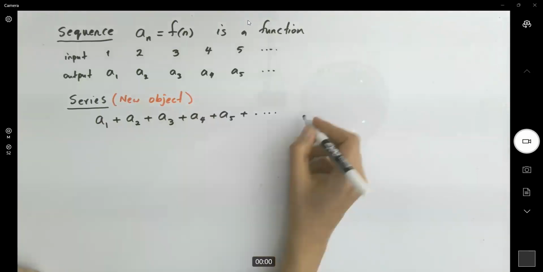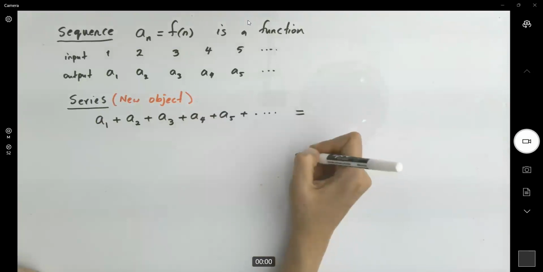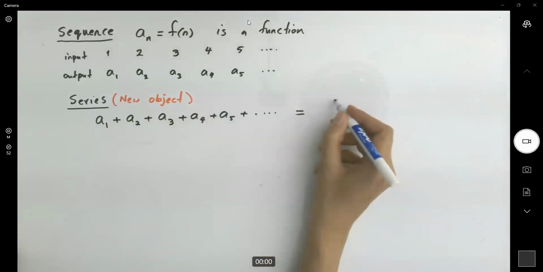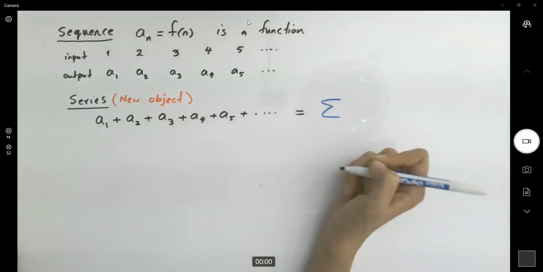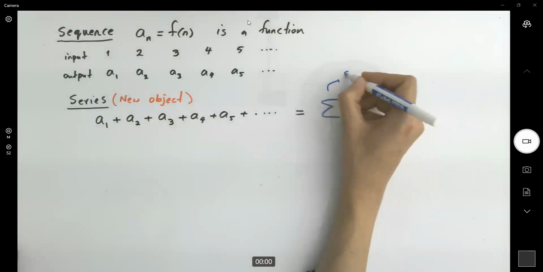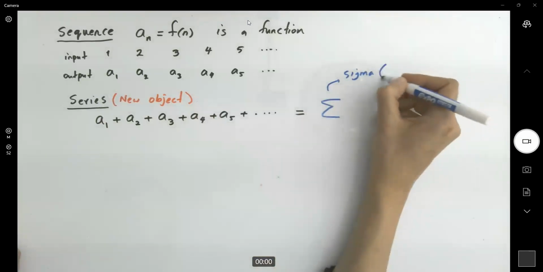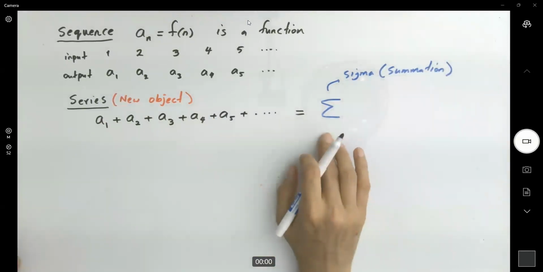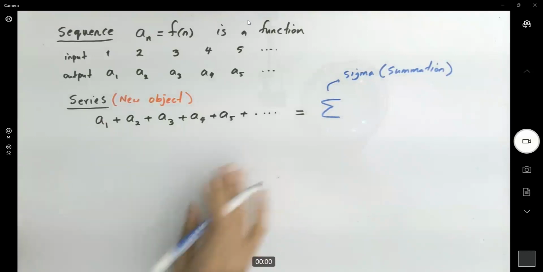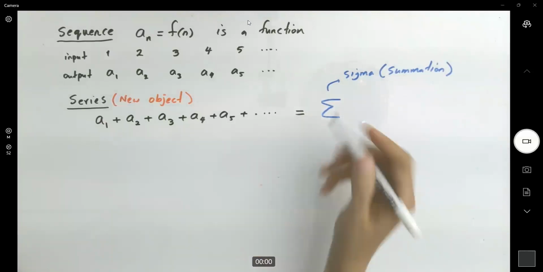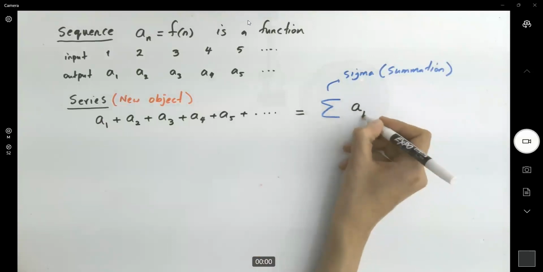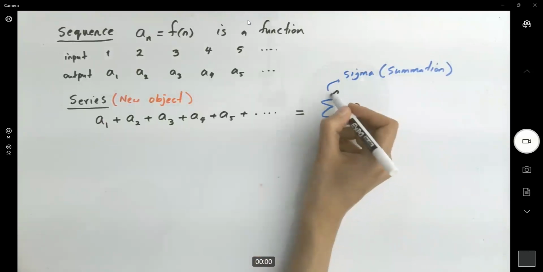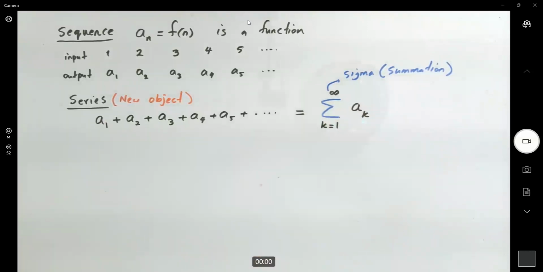Well, in math, we use summation notation. Summation notation represents the sum, which is sigma. So this is sigma. The meaning of that is summation. So the summation of what? The summation of these terms, the general term, A sub k. Your k starts from 1 and it goes to infinity.